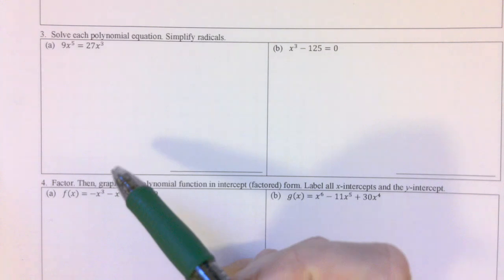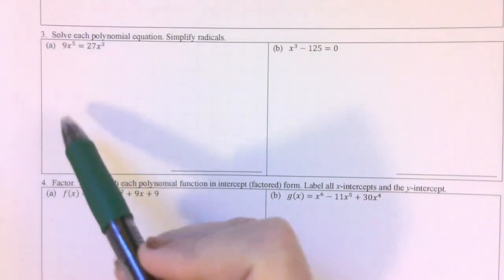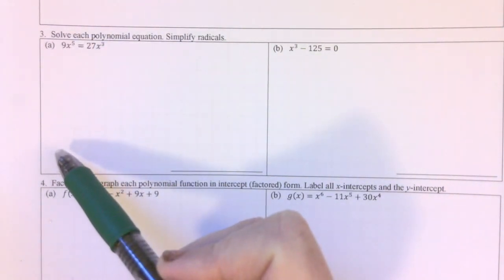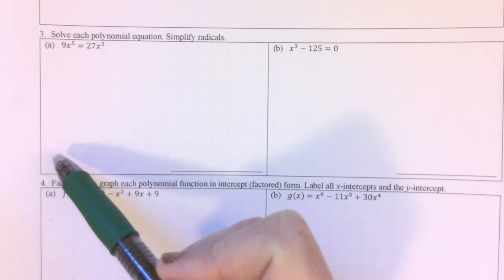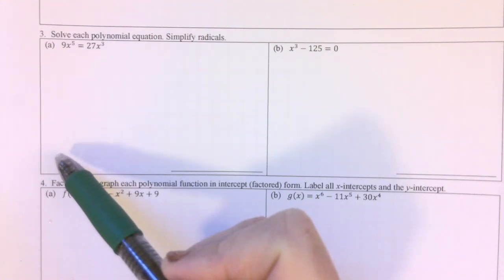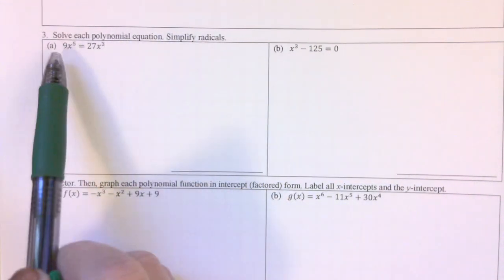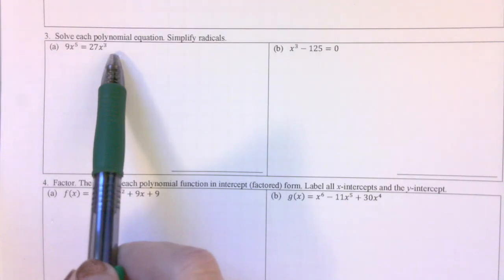Can you solve polynomial equations? And a reminder that you should have as many solutions as your highest degree. You just might have a multiplicity of 2 or a multiplicity of 3. You might see the same solution multiple times. All right, so looking right here, my first thought is let's get everything onto the same side.